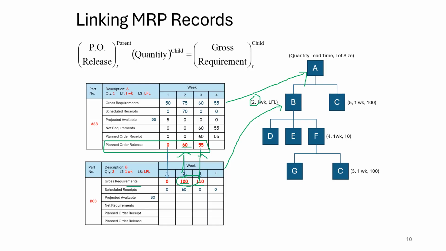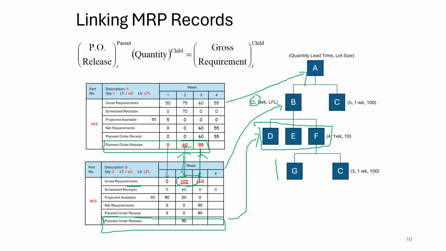So now that we know the gross requirements for product B, we can go ahead and calculate the POR for product B based on the method that we discussed. And once we have the POR for product B, then we can go ahead and feed this information to calculate the MRP table for products D or sub-assemblies D, E, and F, after which we can feed that data to draft the MRP for parts G and C.